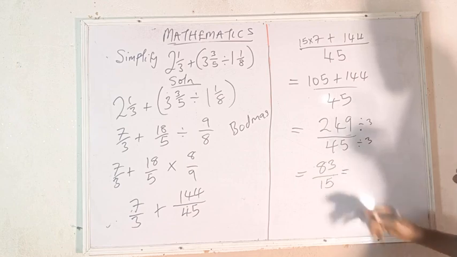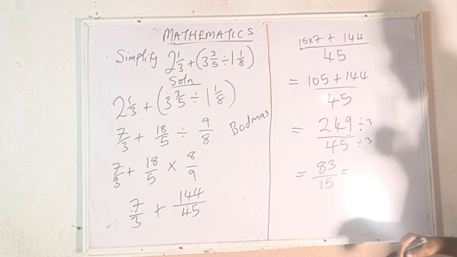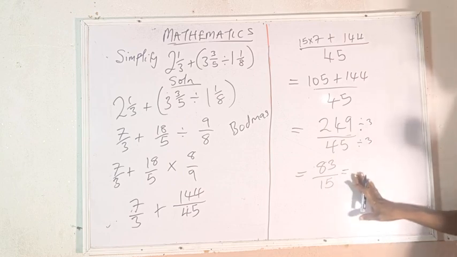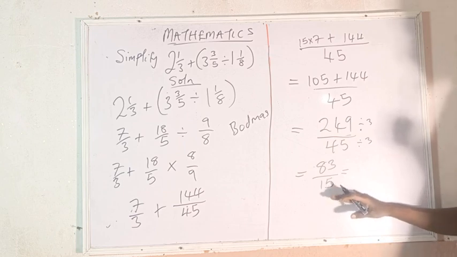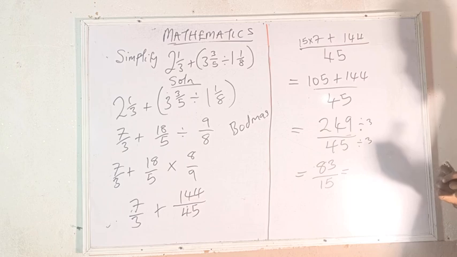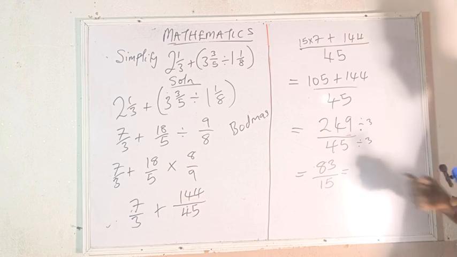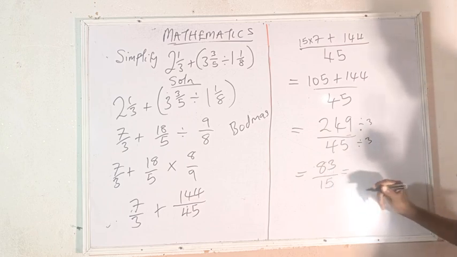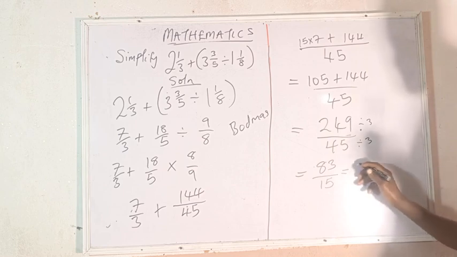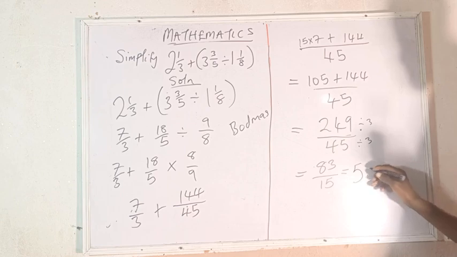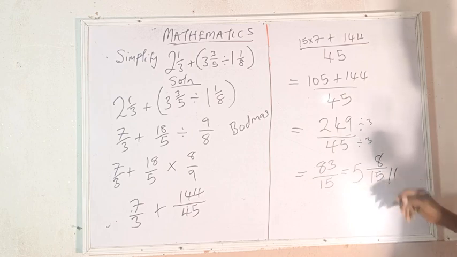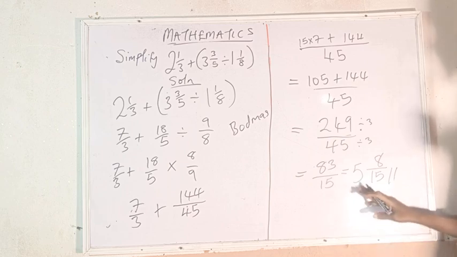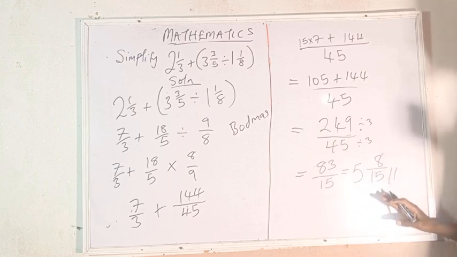This is equals to, and in this step we can simplify the fraction into mixed number. That is how many 15 do you have in 83? It can go 5 times. 5 whole number, 15, the remainder 8. That's the final answer is 5 whole number 8 over 15.